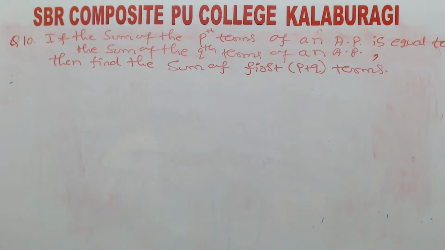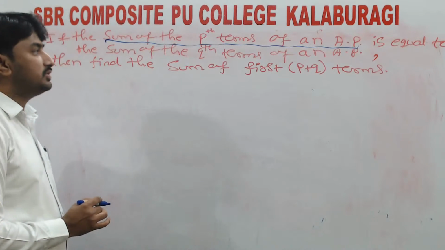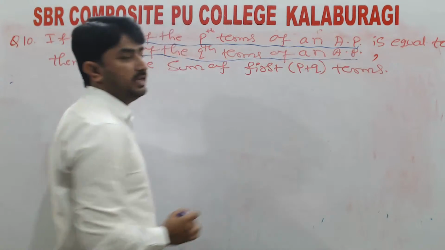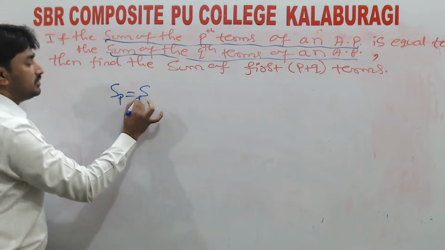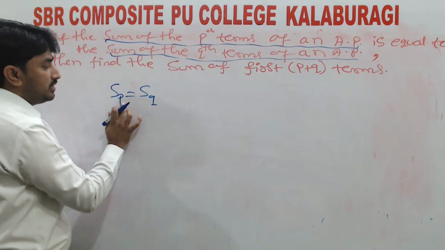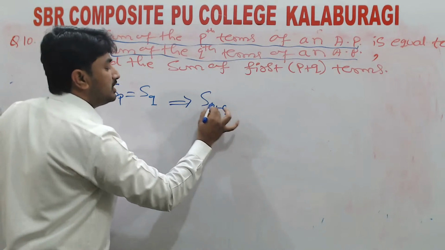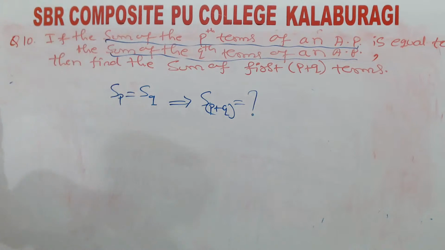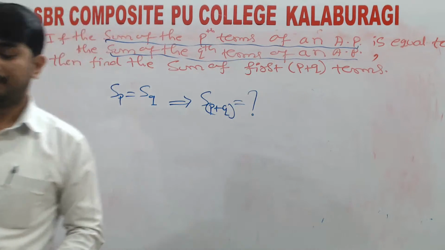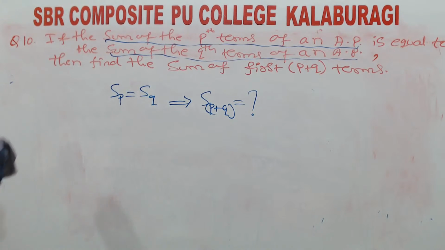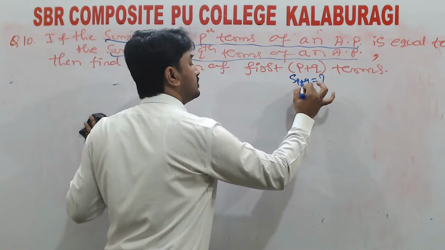I repeat once again. Here, what they have given is that the sum of the pth terms of an AP is equal to the sum of the qth terms of an AP. It means these two are equal. They have given the condition S of p terms is equal to S of q terms. Then find S of p plus q terms, equal to how much? The question is to find the sum of the first p plus q terms. Okay, so I am writing the given condition here. S of p plus q terms is equal to question mark.